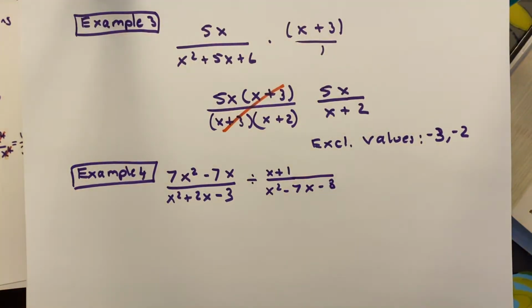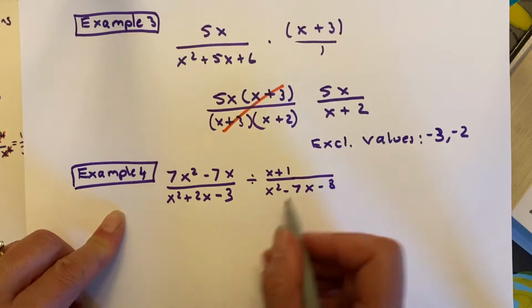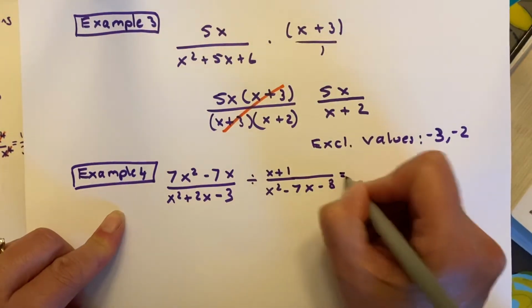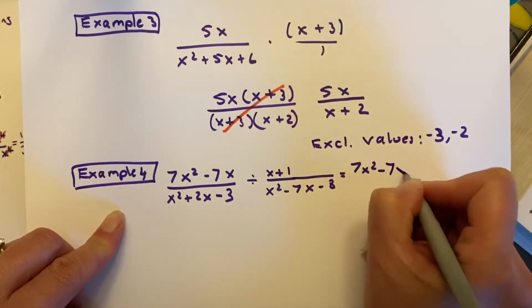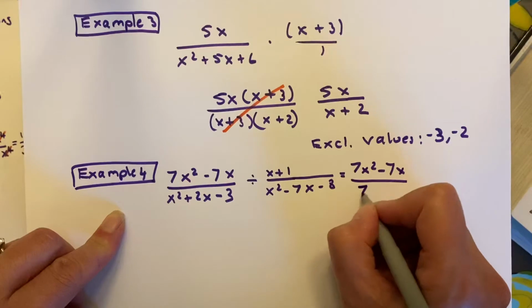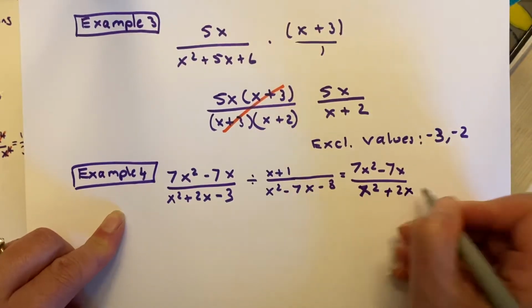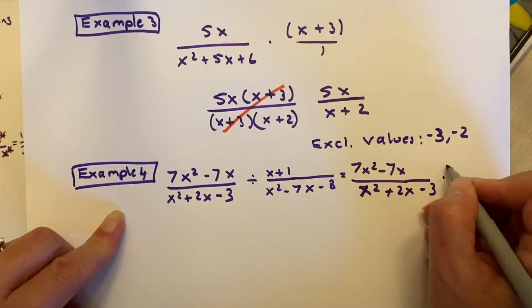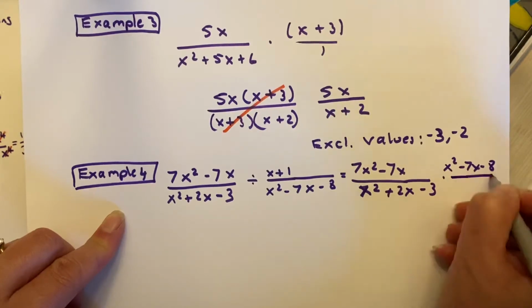Well, my first step, as with all divisions of fractions, is to flip to multiply by the reciprocal. So this means this is equal to 7x squared minus 7x over x squared plus 2x minus 3 times, now this moves on top, x squared minus 7x minus 8, and my x plus 1 is now on the bottom.